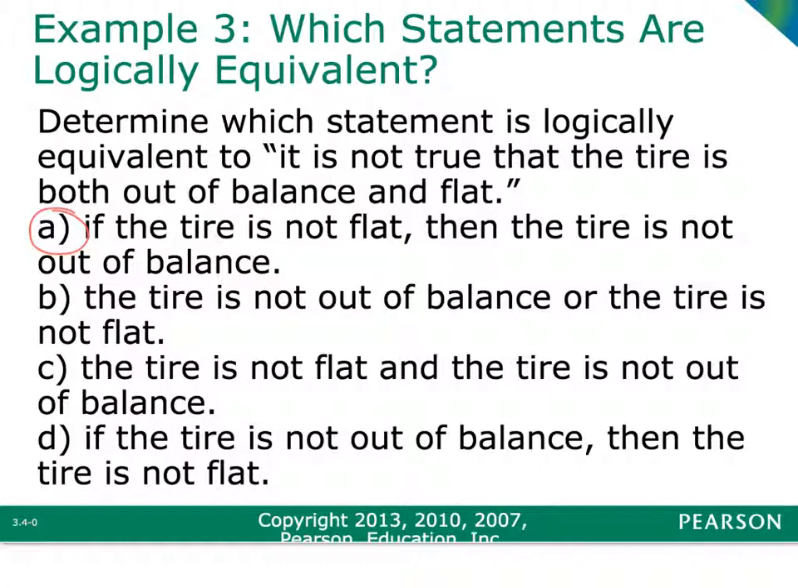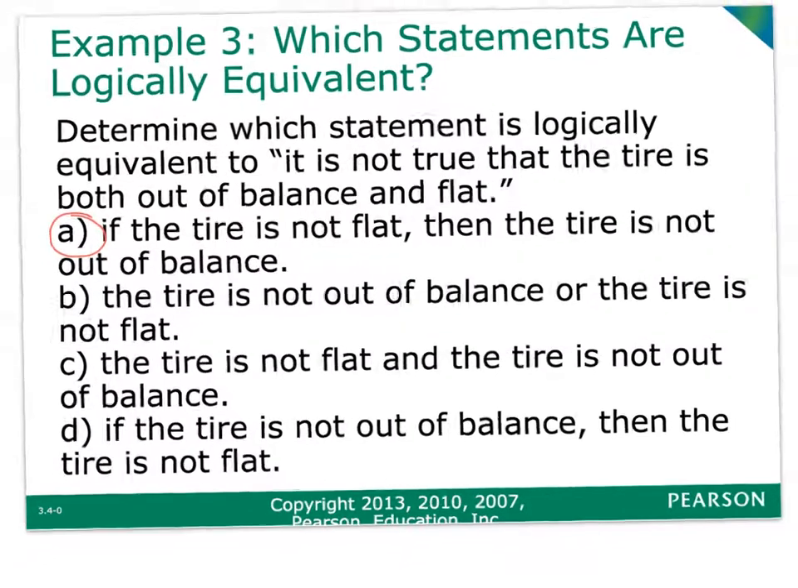change everything over into symbolic form, and then we can start dealing with the truth values for each one. Okay, so first thing we'll have to do is translate, it is not true that the tire is both out of balance and flat. Okay, so let's do that. Shrink this down a little bit.